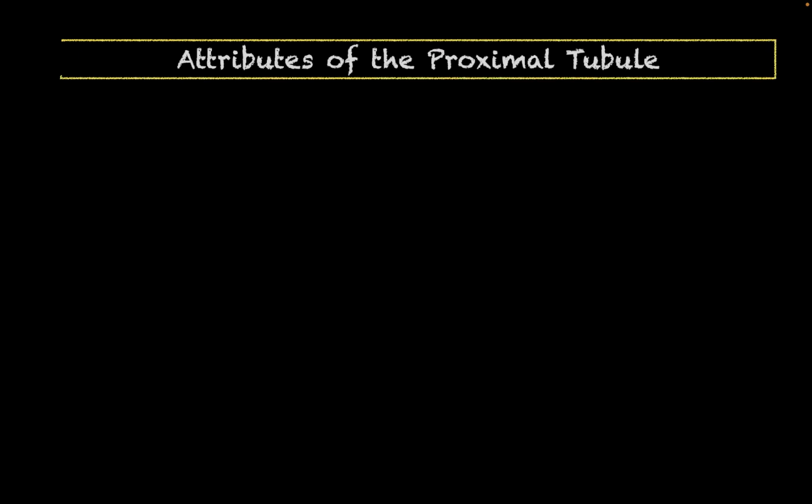So the first thing that we're going to talk about is the attributes of the proximal tubule, so the characteristics of it. And the reason why is because in order to understand how sodium chloride is reabsorbed, you have to know the certain characteristics and attributes of the tubule.